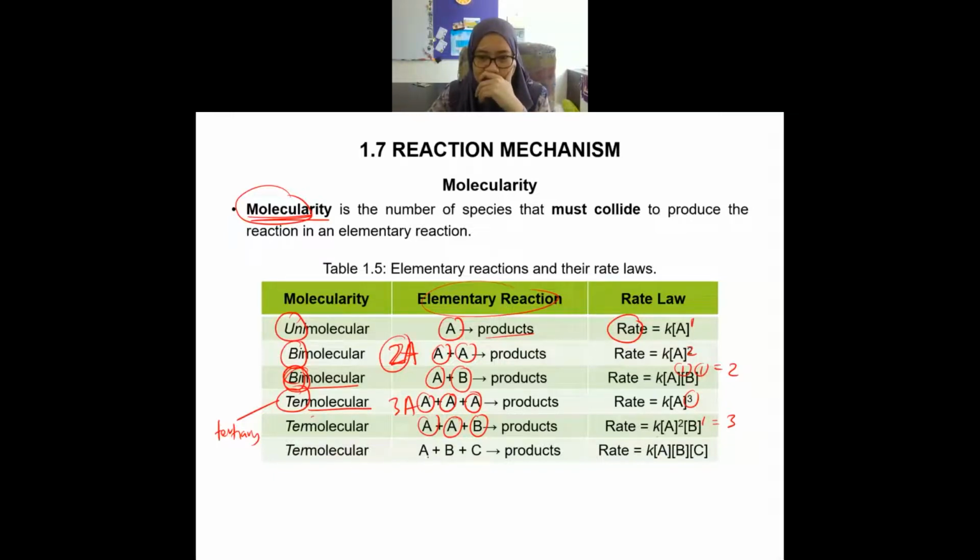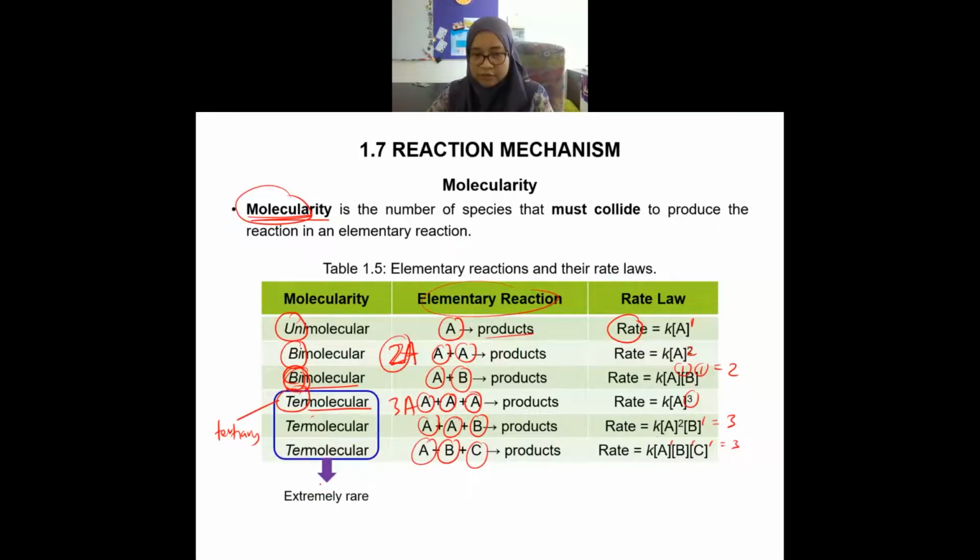Another example would be A plus B plus C. Okay, so you have 1, 1, 1. Still 3. Okay, so we can simply write the rate law based on the molecularity of the reaction.